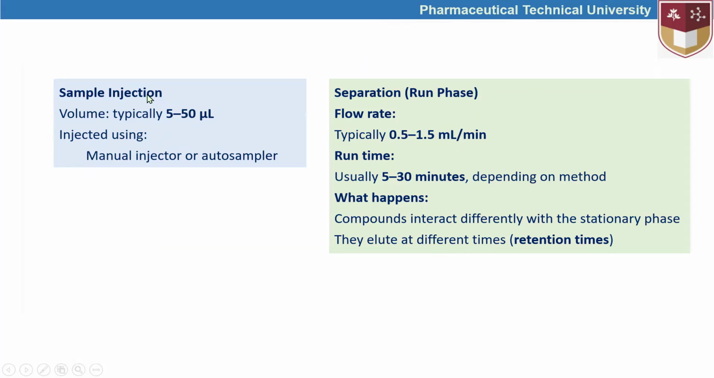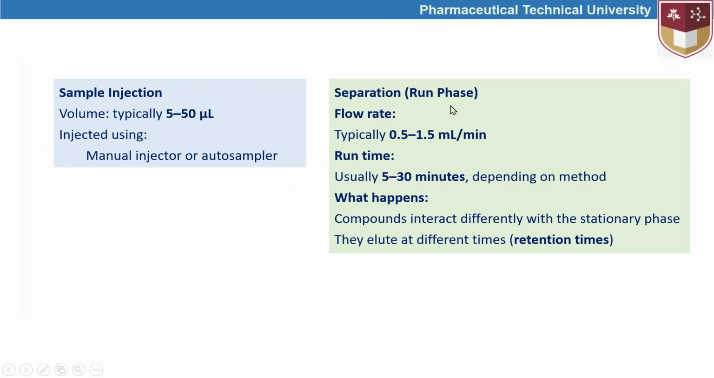Okay, and sample injection. This is equilibration time, and this is about sample injection. Sample injection volume can vary from 5 to 50 microliters, depending on the concentration of the studied compound. And it can be sent manually or by using autosamplers. In different HPLC systems, different options could be provided.